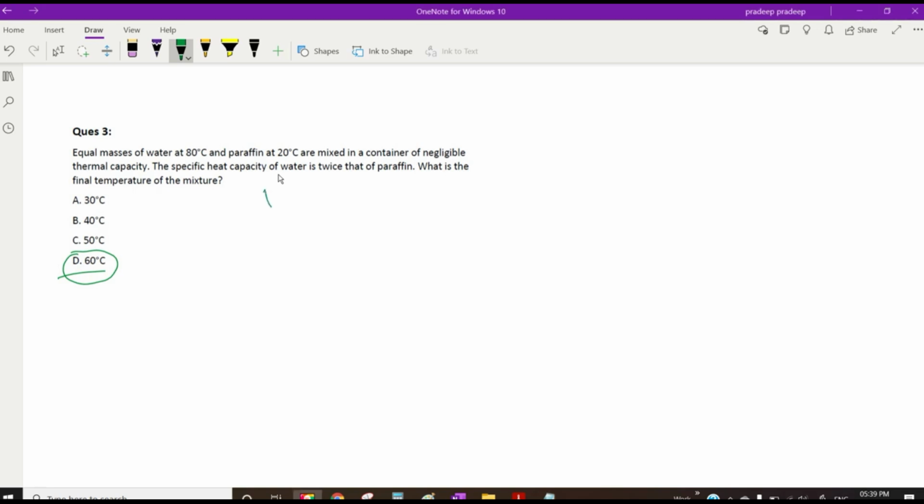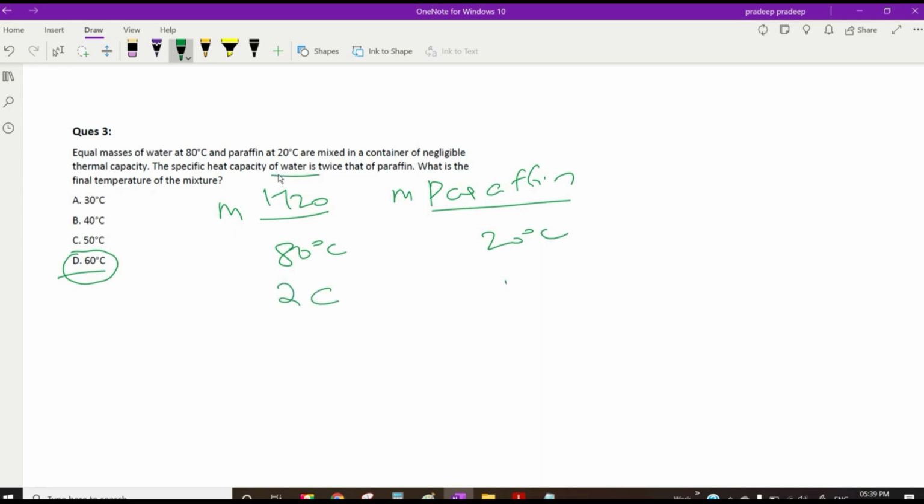So you have on one hand water and you have paraffin, and the temperatures are different, 80 degrees and 20 degrees Celsius. What is given is the mass of the two substances are the same, and the specific heat of water is twice that of paraffin. So let's say water is 2C and paraffin is C. These are specific heats. So we have to find out what is the final temperature of the mixture. This happens when the system reaches the steady state. That means the temperature will remain constant for the final mixture.